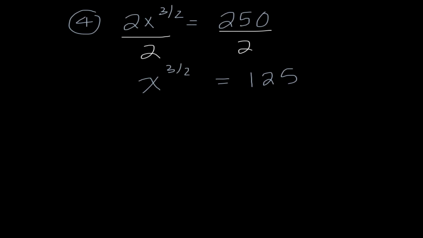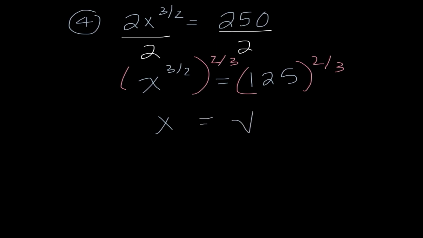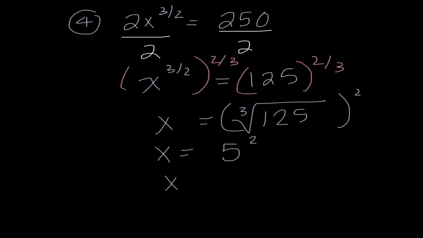Now, I need to think, how can I get rid of this 3/2 power? The way that I'm going to do that is to take both sides to the 2/3 power. The significance of 2/3 is that these are reciprocals of one another, and when we multiply them, I get 1, so I just get x. 125 to the 2/3 power would be like the cube root of 125 squared, which would be 5 squared, which is 25.